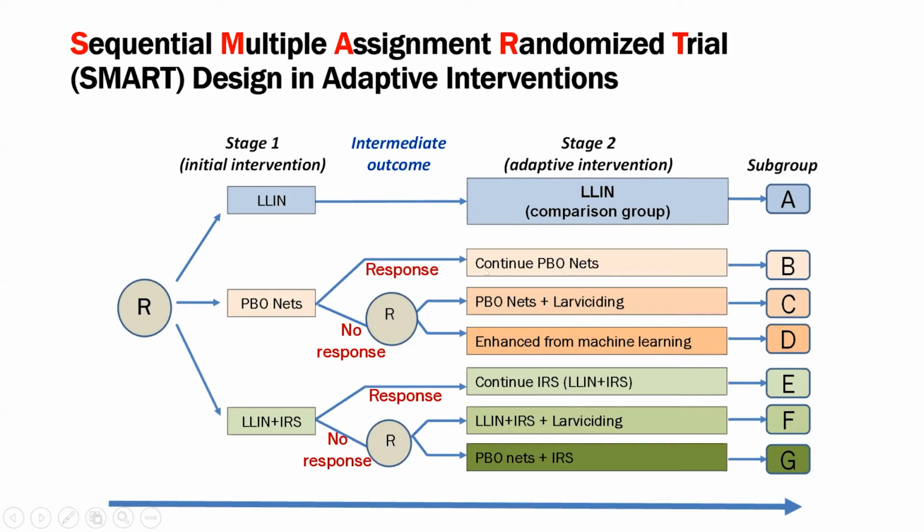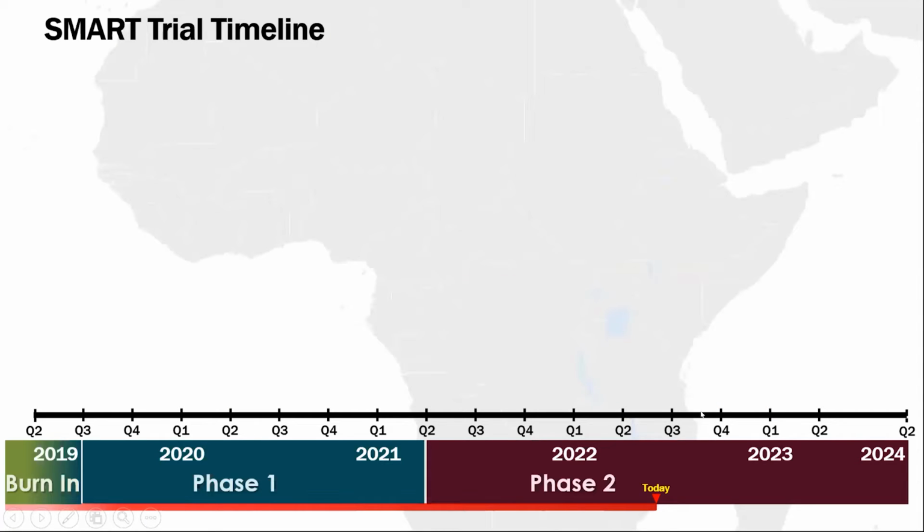So those that respond continue with the same intervention. For those that don't respond, we add another intervention, or we use enhanced machine learning to at least make them utilize that intervention and see how it can work. So in total, we end up with 6 subgroups. Each one of these subgroups is compared with the LLIN comparison group in stage 2 of intervention. And by the end of it all, we aim to come up with an optimal vector control intervention that we can recommend to the national malaria control programs. So that is our design, which I'll keep referring to here and there.